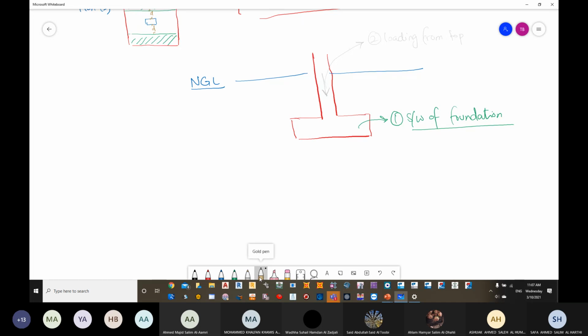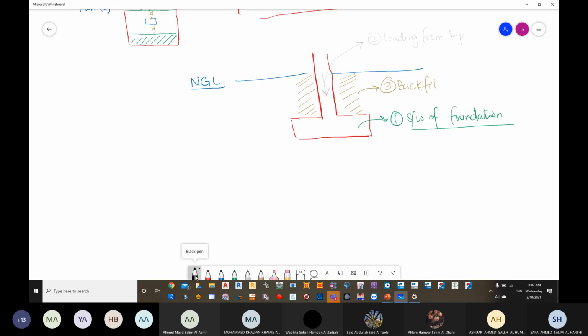Third one. Of course, there will be soil at the top of the foundation here. So this is number 3, that's the backfill. Number 4, and some of you have said number 4, is going to be something called surcharge.